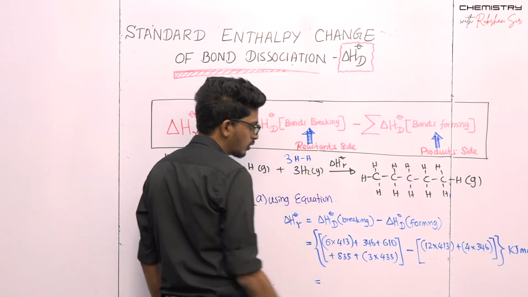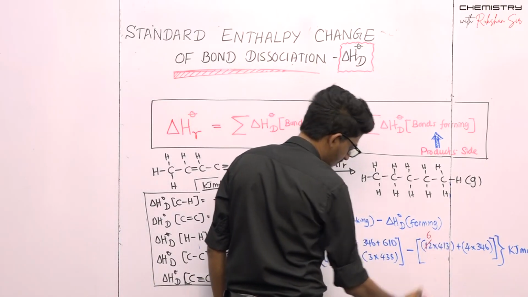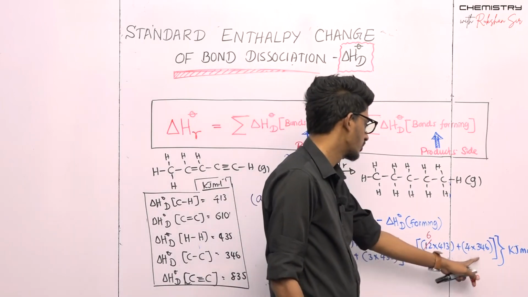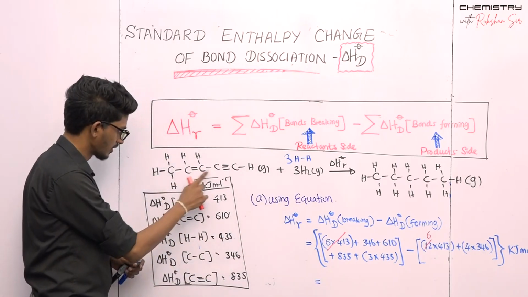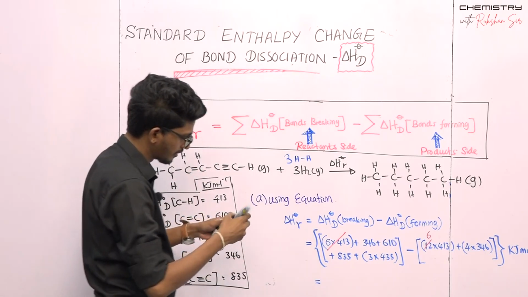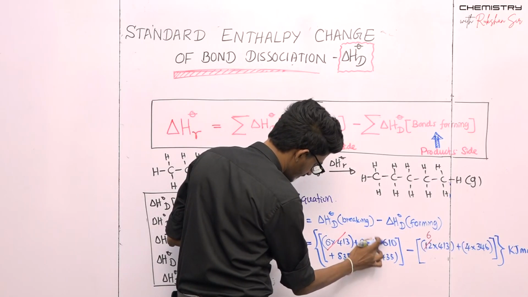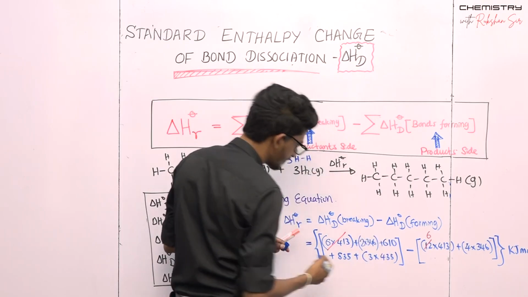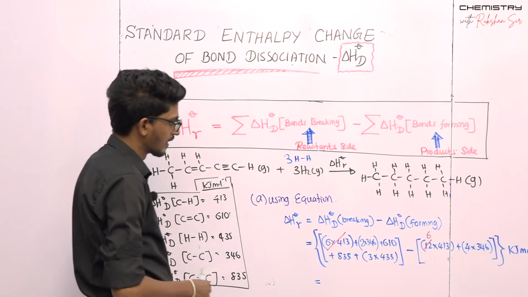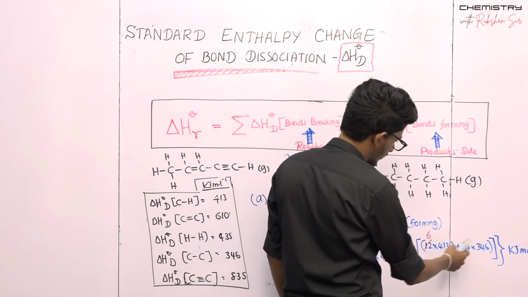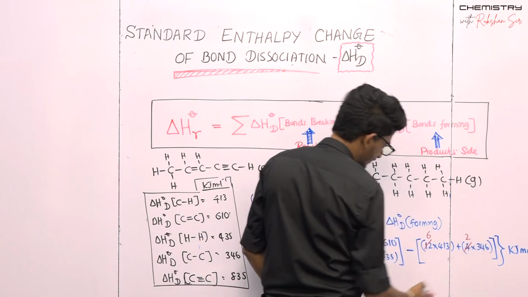6 into 413 is there, 2 into 413 is there. So all of these will cancel off as minus values, right? This becomes 6. 4 into 346 is there, right? Here you have 2 CH bonds. 2 into 346 is there here, right? And here 4 into 346 is there. So this will cancel off, and 2 will appear here.